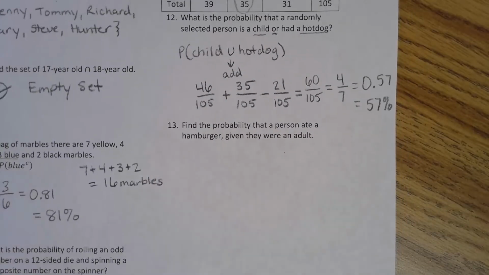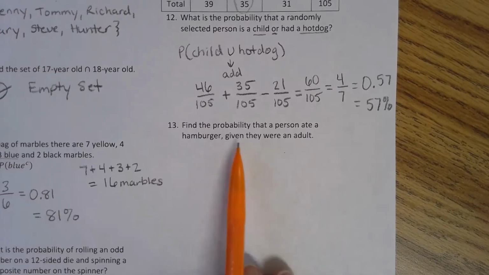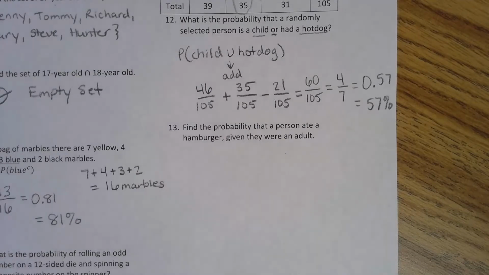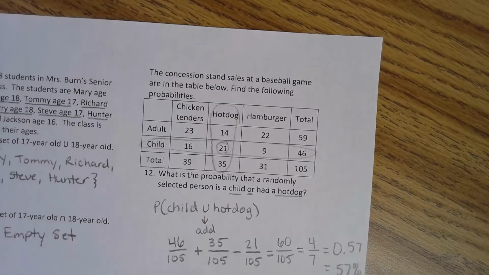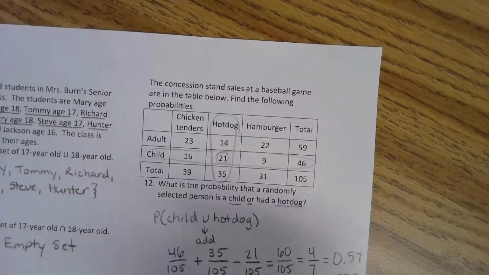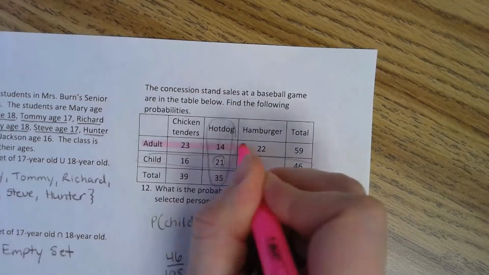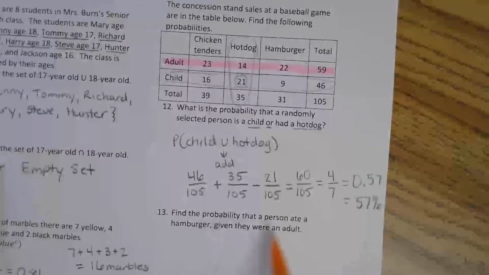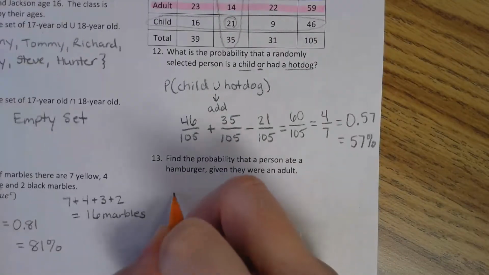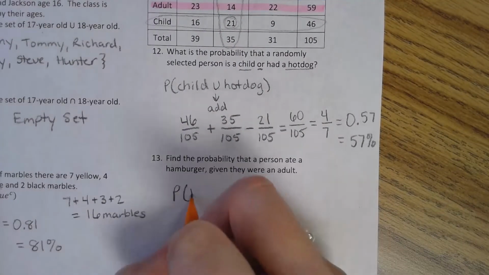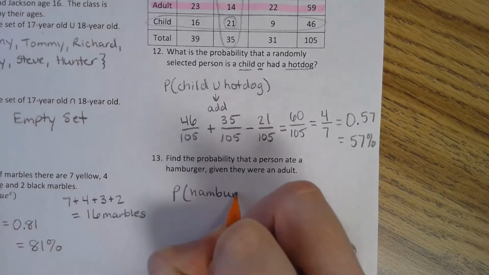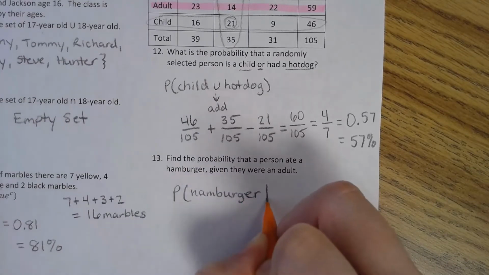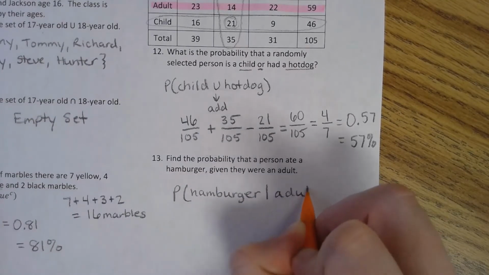Let's look at the next probability. Find the probability that a person ate a hamburger given they were an adult. So we're only looking at the adults. So given that they were adult, these are the only numbers that we're able to look at. So let's write our probability statement. So hamburger given that they were adult.